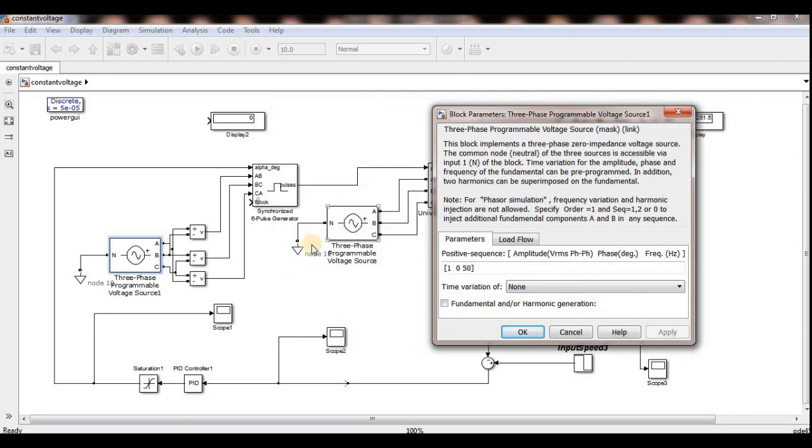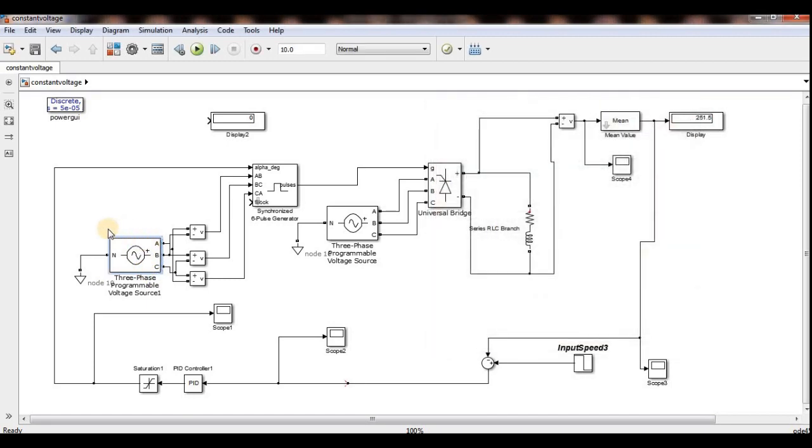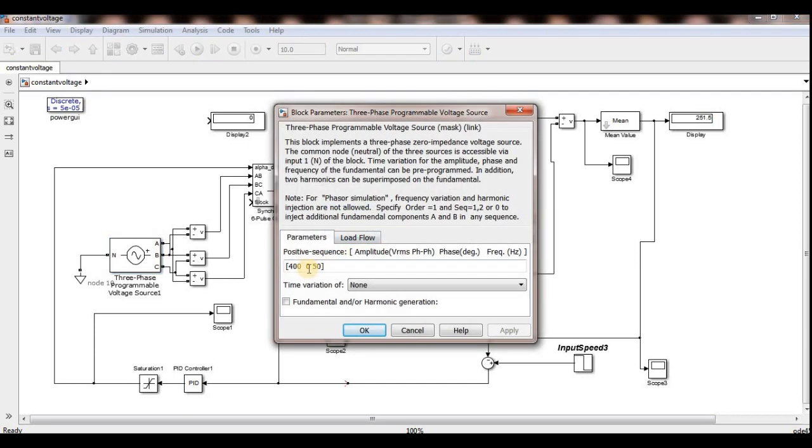This is only a signal generator. Practically, we generate these signals from microcontroller chips or dSPACE like that. But this is the actual source, the three-phase source, which is 400 volts AC.